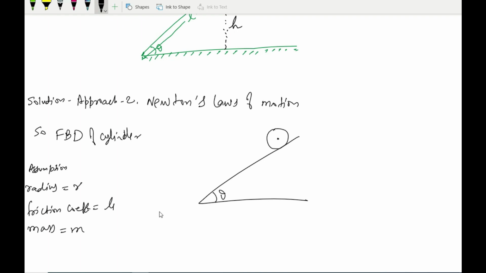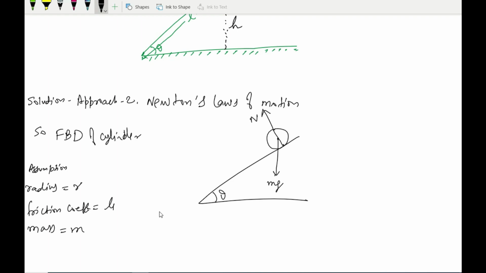So now let's draw the free body diagram. There will be a normal force N on this. There will be the weight of this cylinder vertically downward, mg. There will be a friction force on this. Now tell me in which direction the friction will apply. Guess.